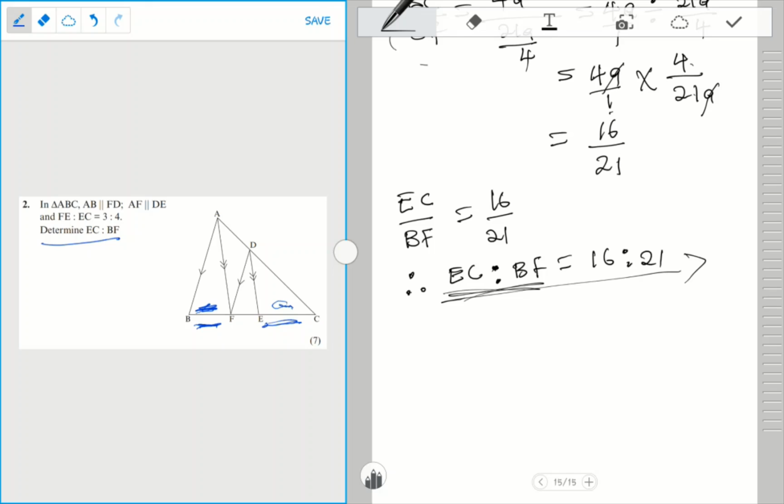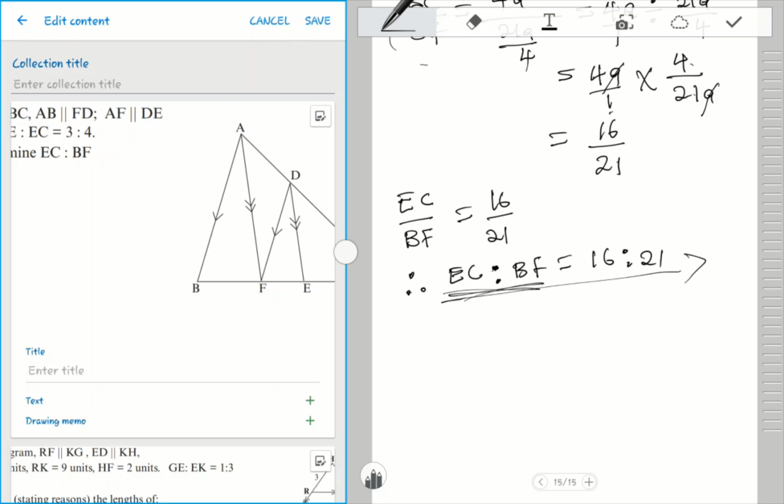Okay, so now we can go to our second example, which is, I'm going to take this one.